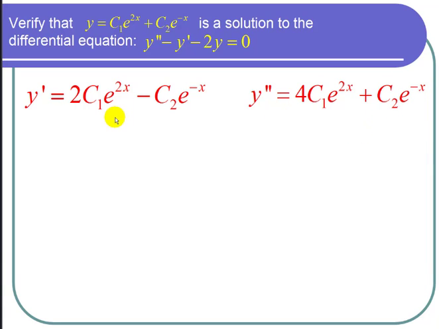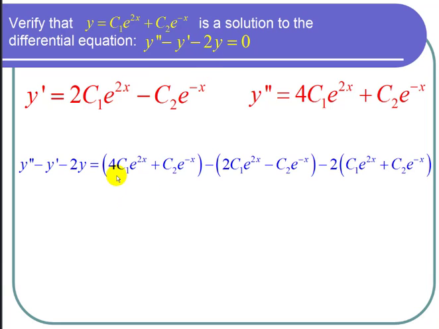Now that I have my two derivatives, I can plug them and my y equation into the differential equation. So I plug in y double prime, which is 4c1 e to the 2x plus c2 e to the negative x, and then I'm going to have a minus y prime, and y prime is 2c1 e to the 2x minus c2 e to the negative x, and then I have minus 2 times y. So I have minus 2, and y is c1 e to the 2x plus c2 e to the negative x, and I put that in right here.